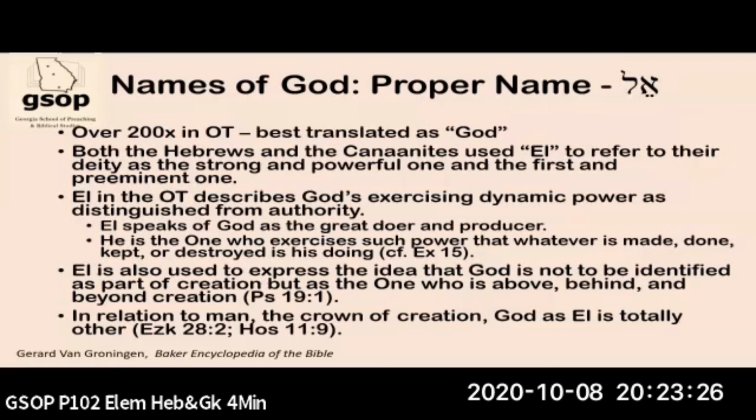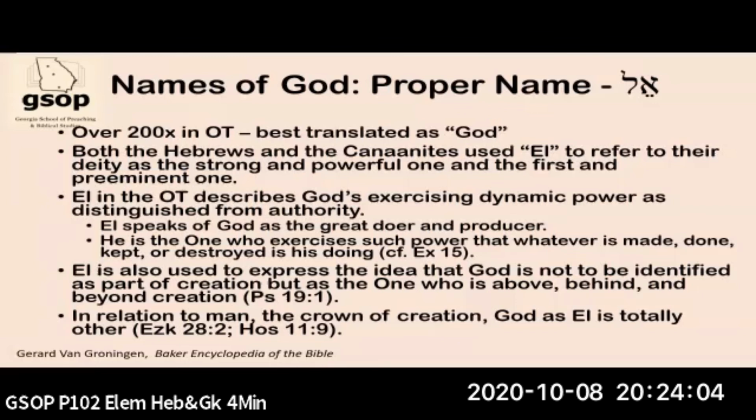Hosea accuses Judah of unfaithfulness to God because he's still roaming with El. Judah is unfaithful because he's still roaming about with El. Well, El was probably referring to the Canaanite deity. El in the Old Testament describes God's exercising dynamic power as distinguished from his authority. So it's his power. El speaks of God as the creator, great doer and producer. He's the one who exercises the power, and whatever he does is made and is done and kept and destroyed in his doing. Exodus 15, for example.